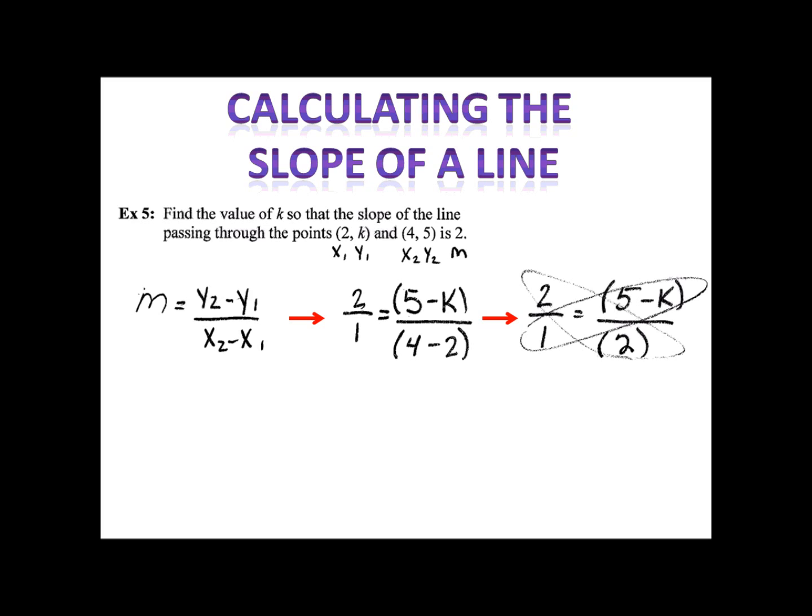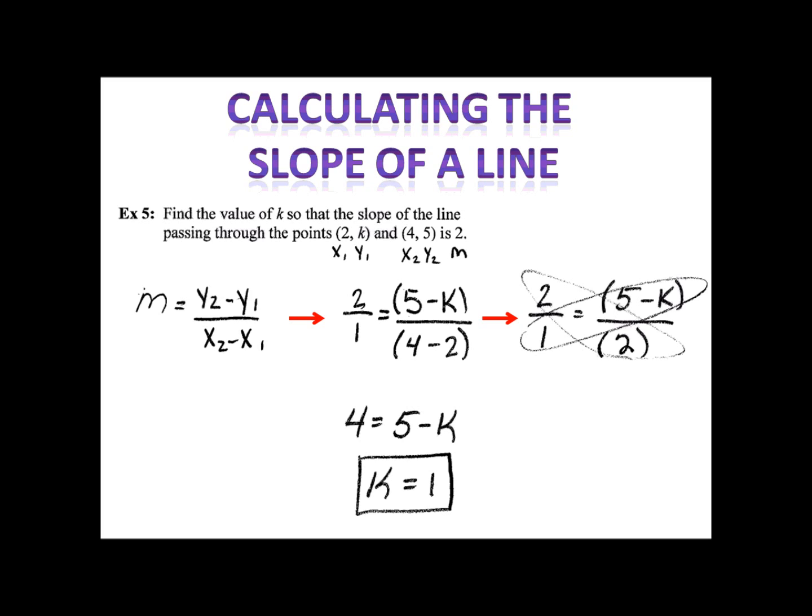Now I cross multiply. I have 4 equals 5 minus k, and I solve the equation to find out that k equals 1. So the point is 2, 1. Or if I drop a 2 into my machine, it'll give me a 1 as my output.